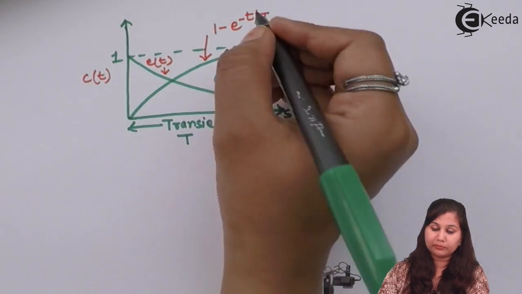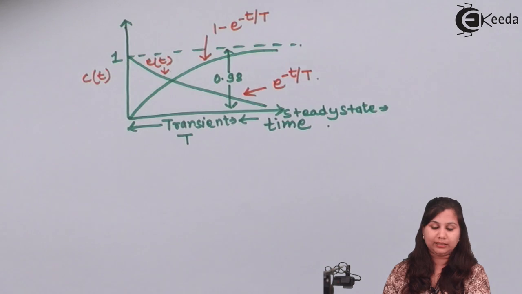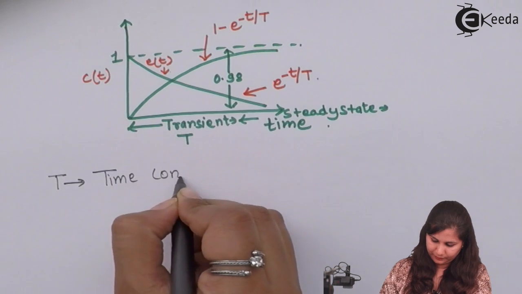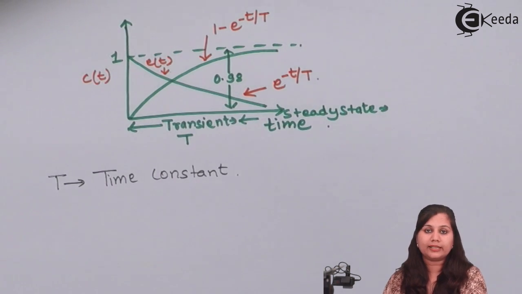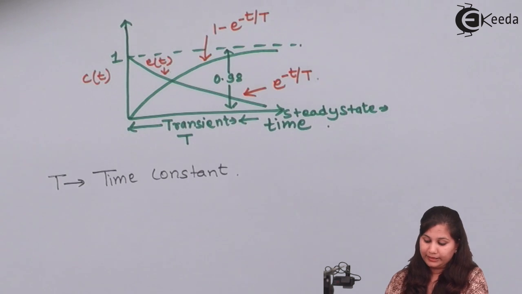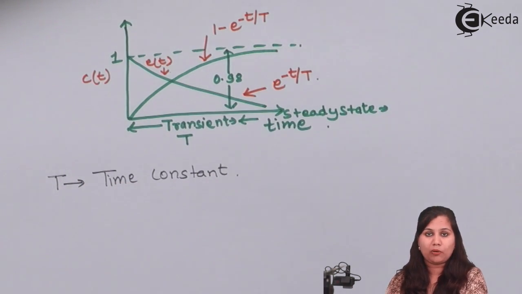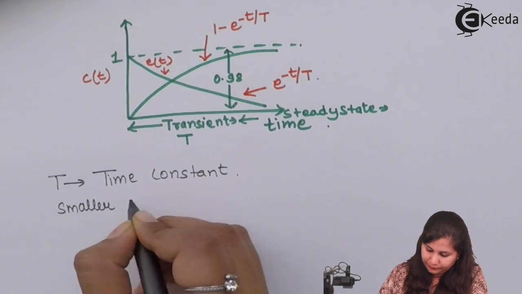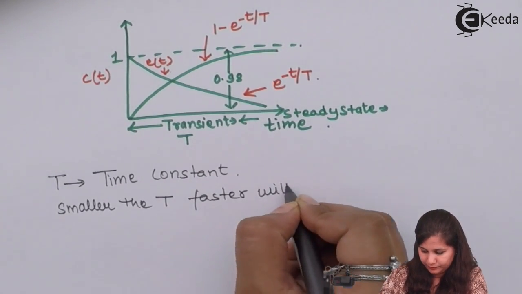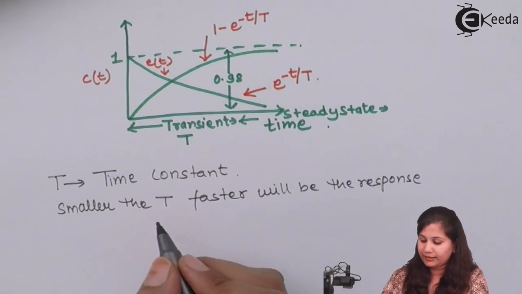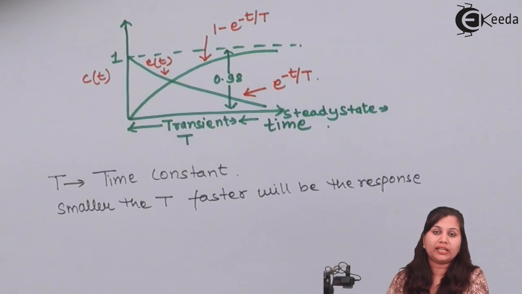Now here we have this term capital T. So what is this capital T? This is called the time constant. And this time constant is related to the speed of the system, that is how fast the speed of response of the system is. If the value of T is small, the response will be fast. And if the value of T is large, then the response of the system will be slow, or we can say that the response of the system is sluggish.